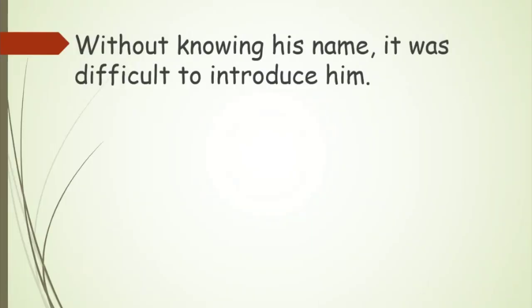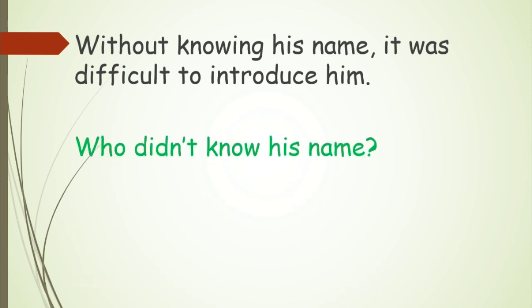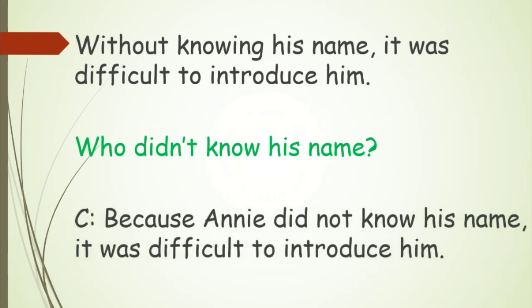Without knowing his name, it was difficult to introduce him. So who didn't know his name? The sentence says that it didn't know his name. So to revise the sentence, decide who was trying to introduce him. A possible sentence will be, because Annie did not know his name, it was difficult to introduce him. So the phrase is now a complete introductory clause because there's a subject which is Annie.